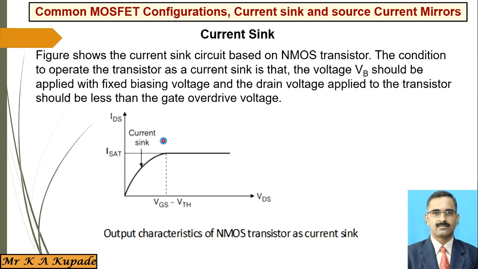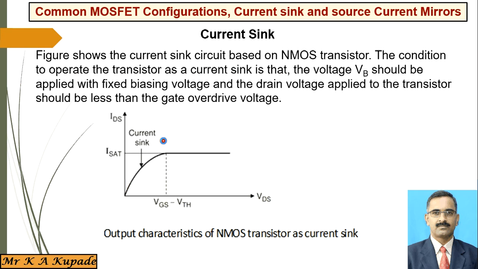Now, in this figure, the graph is based on the NMOS transistor, and in this transistor, it works as the current sink. Whatever the VB voltage is here, VB is the biasing voltage. Remember that. It has a fixed voltage, and the drain voltage applied to the transistor should be less than the gate overdrive voltage. This condition you have to fulfill here.